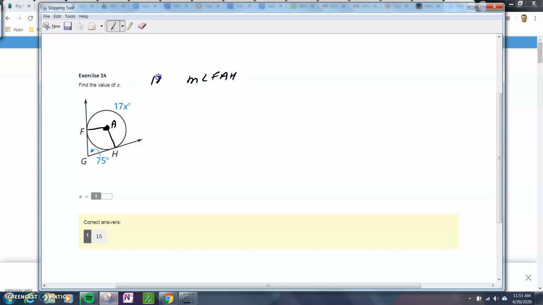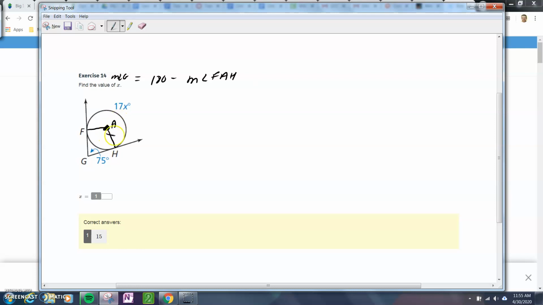So that angle that is FAH, if we take 180 and we subtract that angle from it, that's going to give us, in this case, the measurement of angle G. Just if you do want to look back on that, that theorem is called the circumscribed angle theorem.